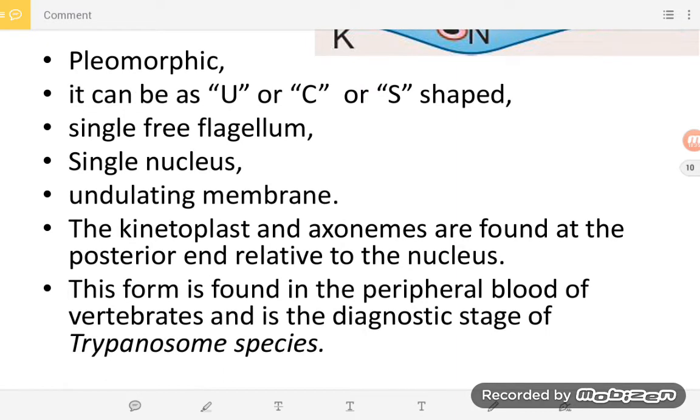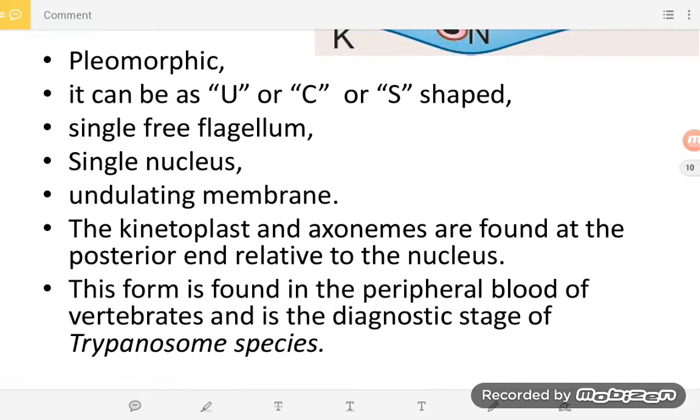Right. This form is found in peripheral blood of vertebrates. So, for example in humans we can see the trypomastigote form. It is the diagnostic stage of Trypanosoma species. When we consider Trypanosoma cruzi, we can say this is the diagnostic stage. This is an extracellular parasite. So, it is present in plasma, freely available in plasma. So, by using the flagellum, they can move freely.